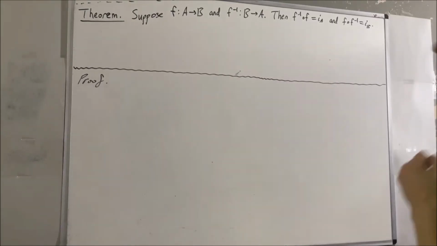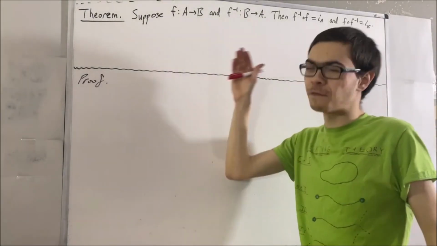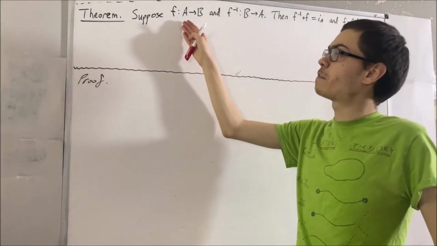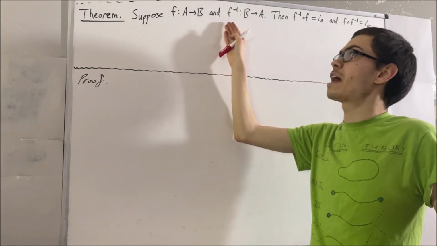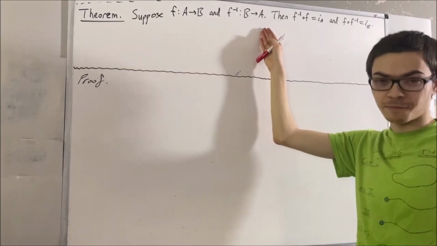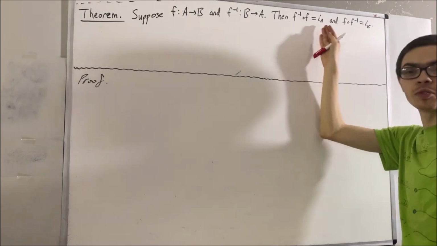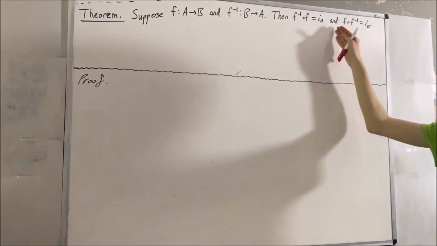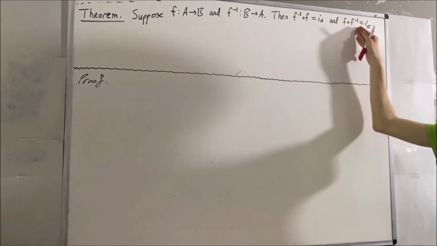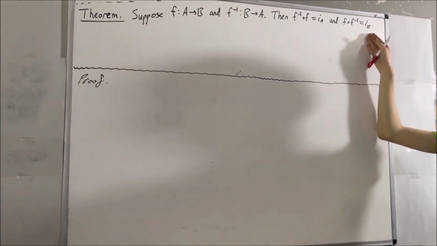Hello! In this video, we're going to prove the following theorem. Suppose f is a function from A to B, and f inverse is a function from B to A. Then, f inverse compose f is equal to the identity relation on A, and f compose f inverse is equal to the identity relation on B.